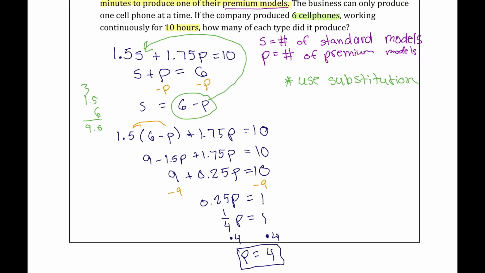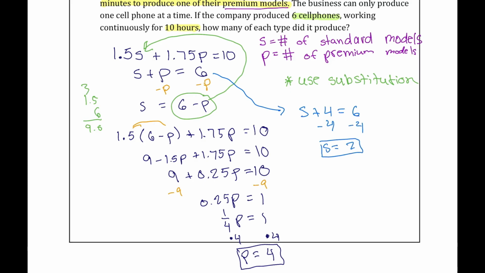Anytime we're solving a system of equations, once you've solved for one variable, it's super easy to find the other variable. You just go back to one of your original equations and plug that value in for that given variable. So in this case, we know that P is 4. So if we take the second equation and plug 4 in for P, that's going to become S plus 4 equals 6. And so then to solve for S, all we need to do is subtract 4 from both sides, so S equals 2.